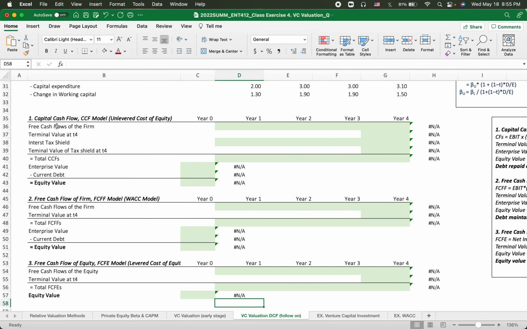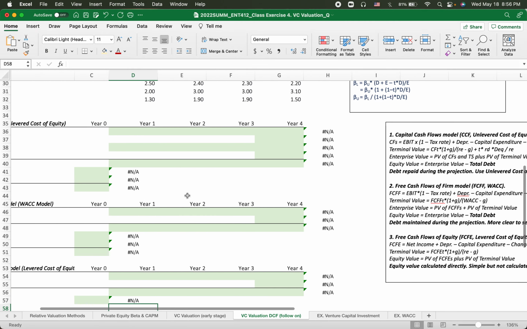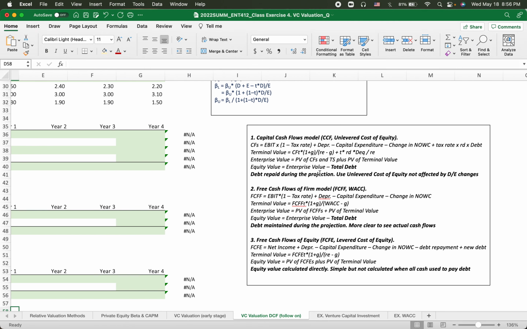Again, the capital cash flow model considers the interest tax shield as if 100% equity financing, because the interest tax shield has a positive effect on the equity investors. So we use this formula as discussed, right?